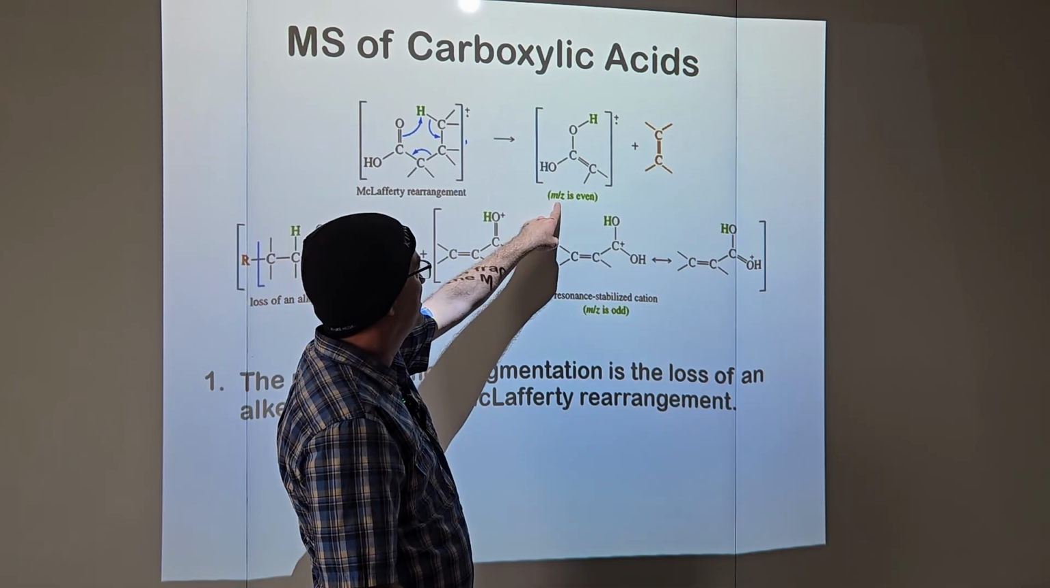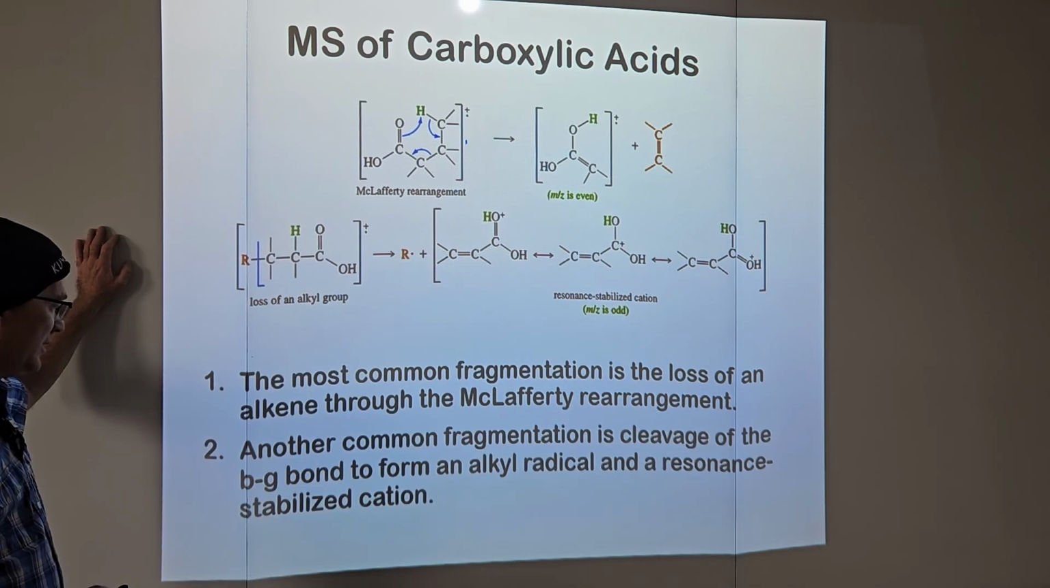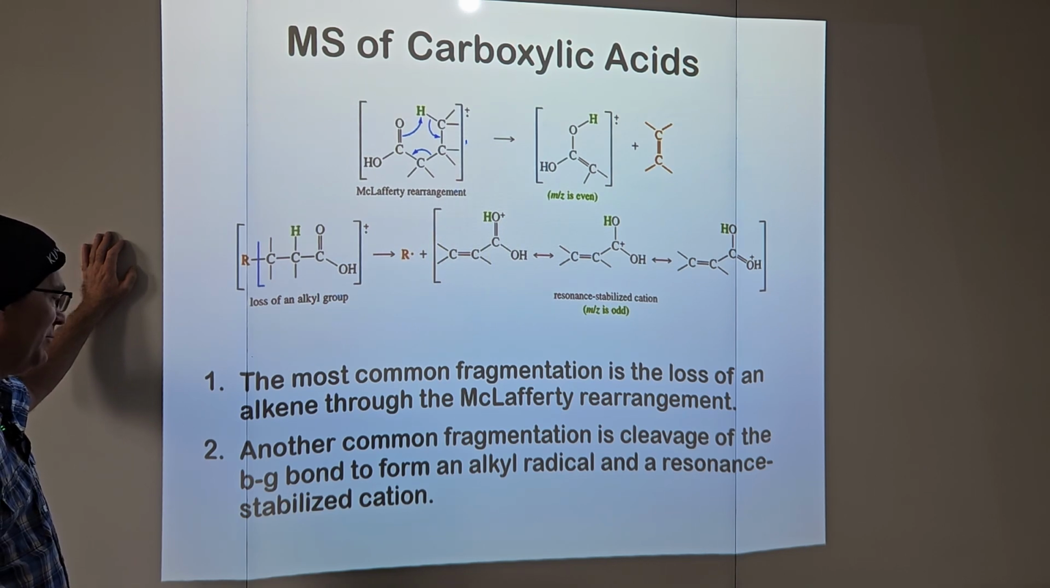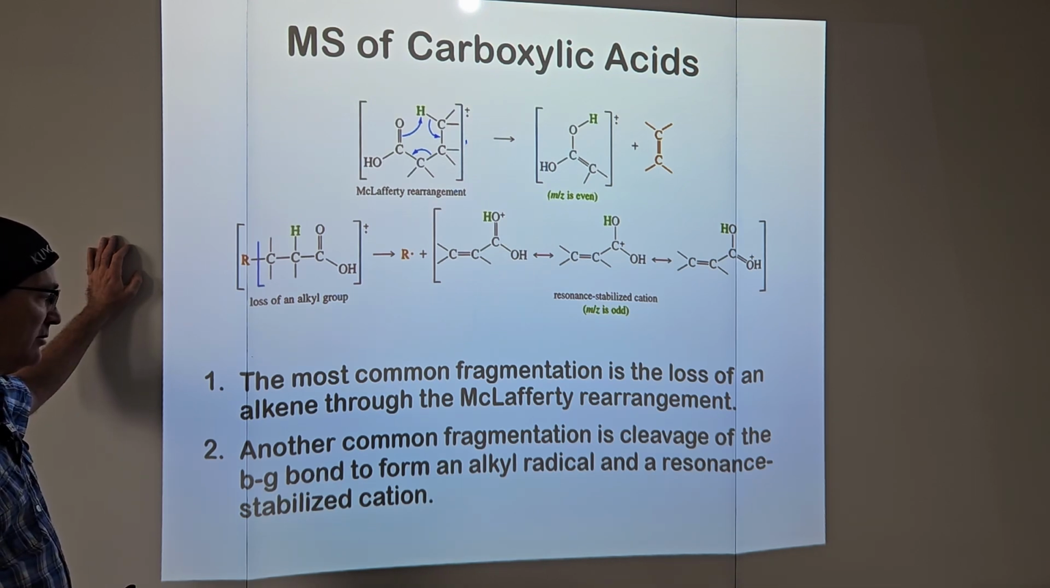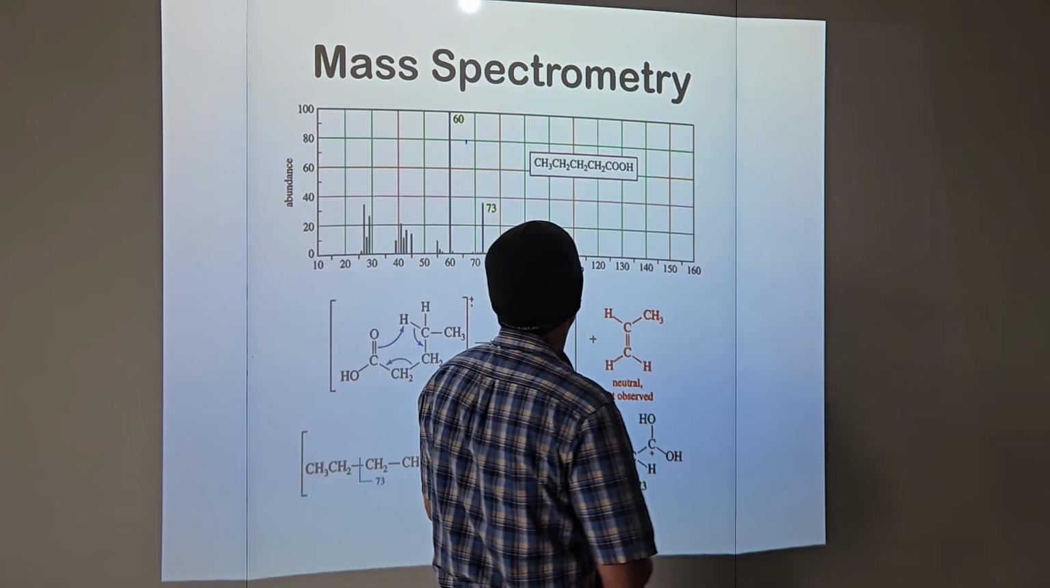But here's what I think is the interesting thing. Another common fragment is cleavage of the beta-gamma bond. I think those need to be Greek letters, and it would make more sense to form an alkyl radical and a resonance-stabilized cation. So here's our mass spectrum.